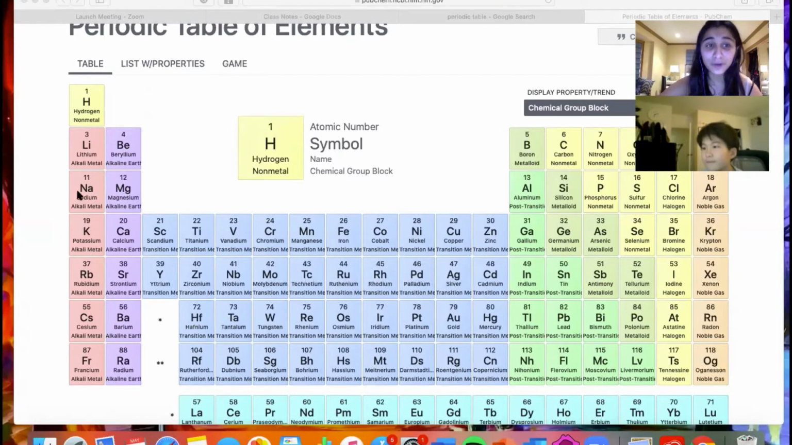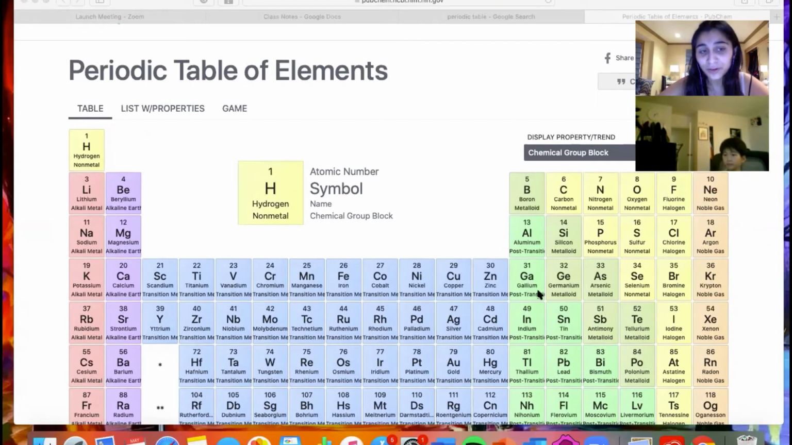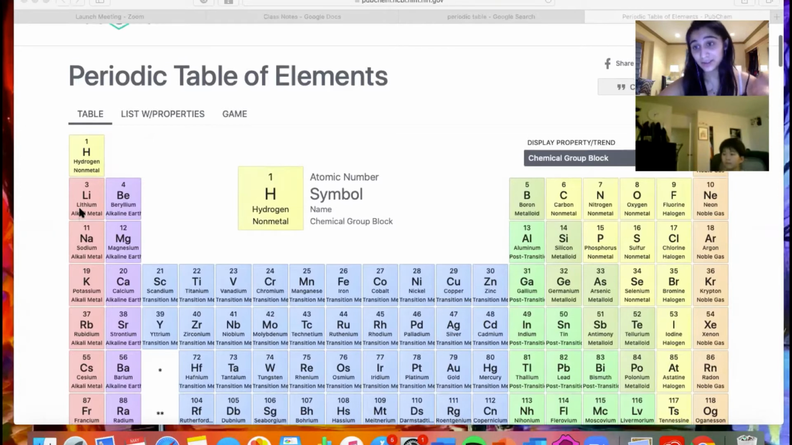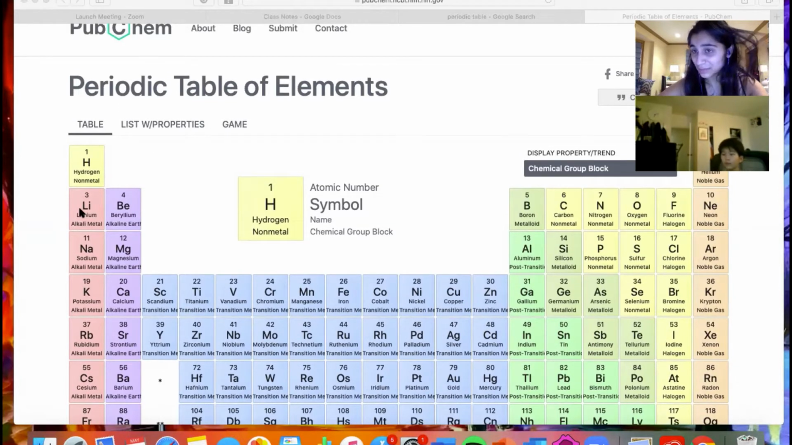So if I have sodium 11, and I'm saying I'm losing an electron, what other element on this periodic table has the same number of electrons as the sodium ion? If you know it has 11 electrons as a neutral element, and I'm taking one electron away, how many do I have? 10. Good. So what other element has 10 electrons? Neon. Good.